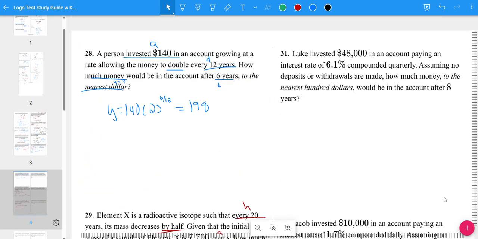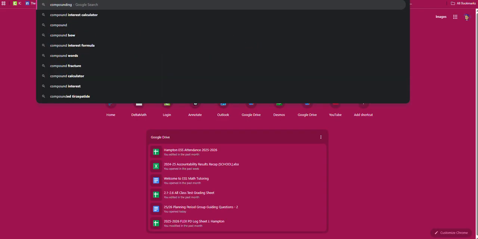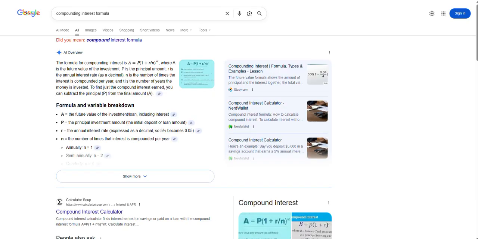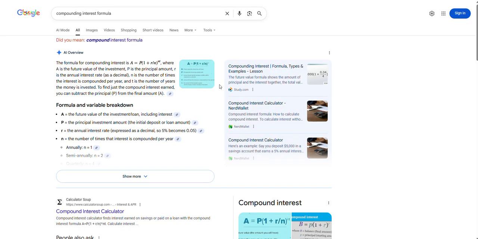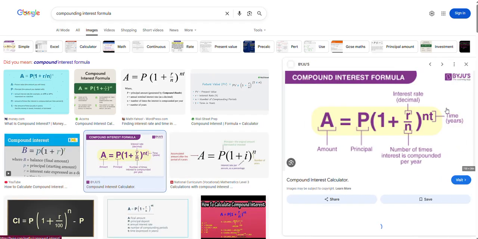Now, on 31, we start to get to our compounding equation. I'm just going to pull this up and let you write this out, because this would be a lot for my really pitiful little handwriting. So let me find a good image. Obviously, these are not my images. I don't take credit for them. This is a really beautiful one.